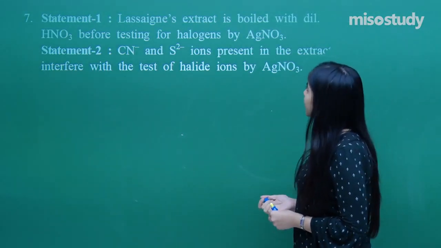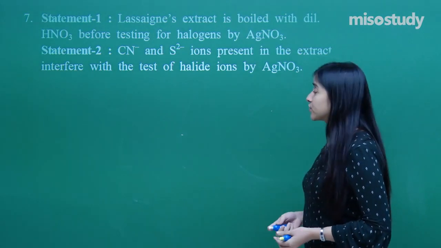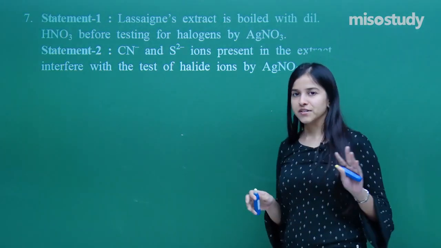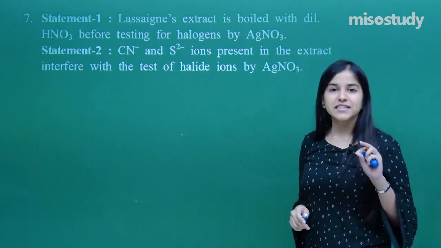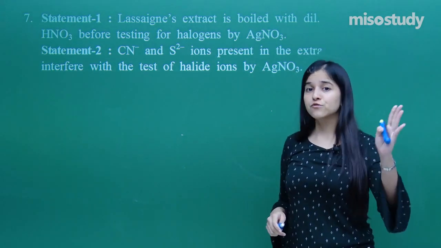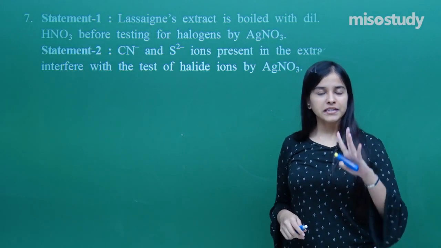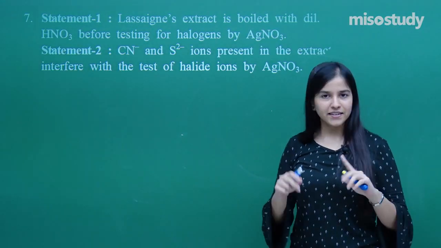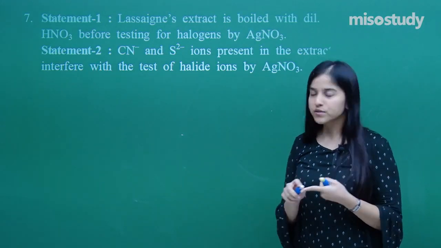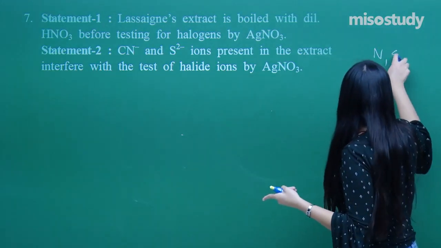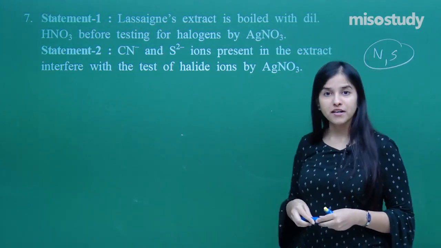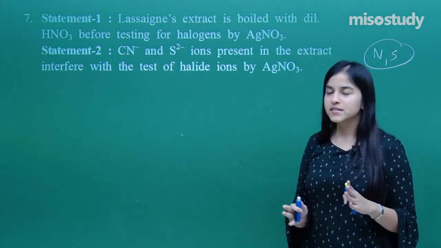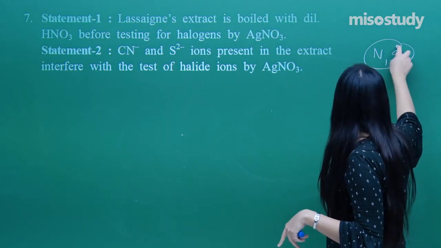Statement 1: Lassaigne extract is boiled with dilute HNO3 (nitric acid) before testing for the halogens by AgNO3. We all know whenever we are detecting the halogens, we need to first remove the elements which could create hindrance in the tests. What are those elements? None other than nitrogen and sulfur. So, we need to boil off our organic compound first with what?